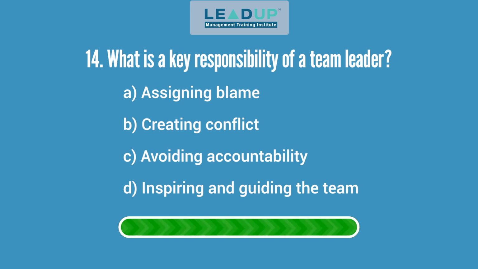Question 14. What is a key responsibility of a team leader? A. Assigning blame, B. Creating conflict, C. Avoiding accountability, and D. Inspiring and guiding the team. Answer: inspiring and guiding the team.